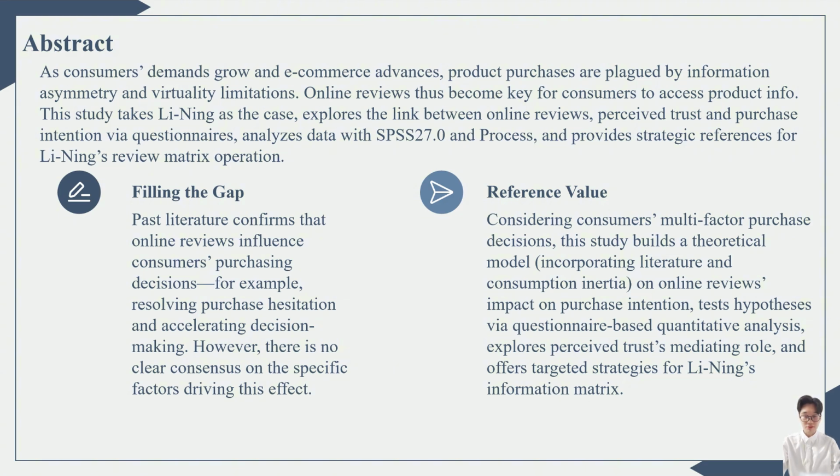From the perspective of research value, previous literature has confirmed that online reviews can influence consumers' purchasing decisions. However, there is no unified conclusion in the academic community on which specific factors are at play. With the improvement of consumers' demands and the development of e-commerce, problems such as information asymmetry and the inability to directly perceive products in online shopping have become increasingly prominent. Online reviews have thus become a key channel for consumers to obtain product information. Therefore, this study takes the leading brand as a case and uses SPSS 27 and PROCESS tools for data analysis, hoping to provide practical references for the operation of the brand's online reviews metrics.